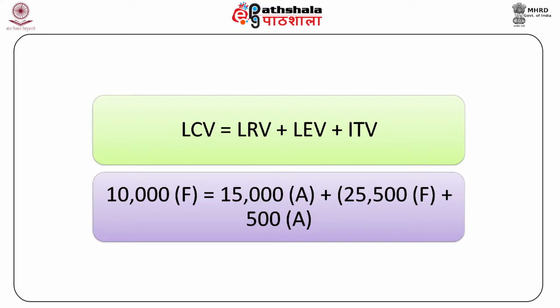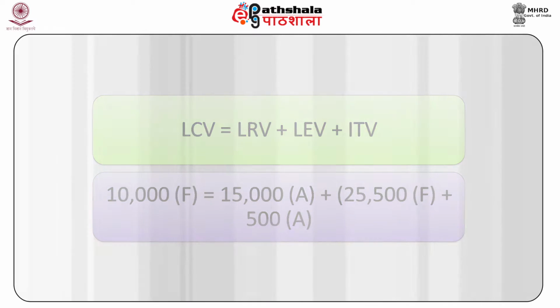We will cross check it with the answers we have got in the question earlier. 10,000 favorable is equal to 15,000 adverse plus 25,500 favorable plus 500 adverse.